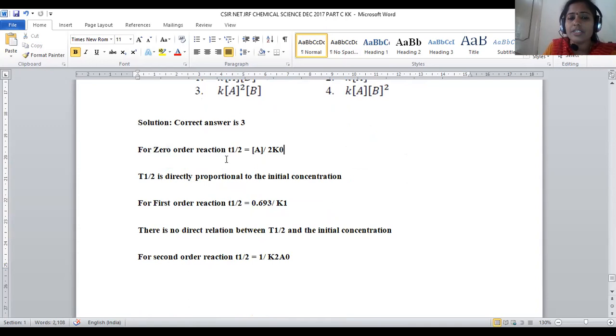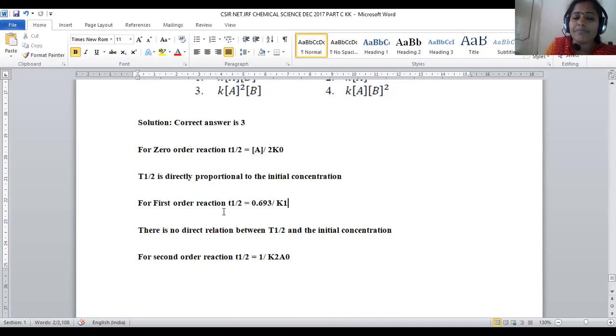For zero order reaction, T half is equal to concentration of A by 2 K naught. This will be the formula for half-life period. That is nothing but T half is directly proportional to the concentration of A. So as T half rises, A concentration also rises. Otherwise, A concentration rises, T half also rises. There is a direct proportionality.